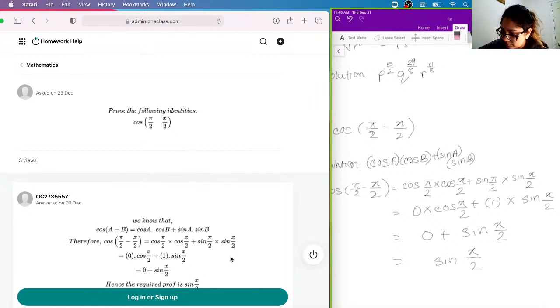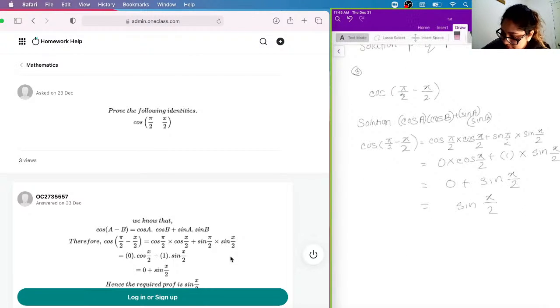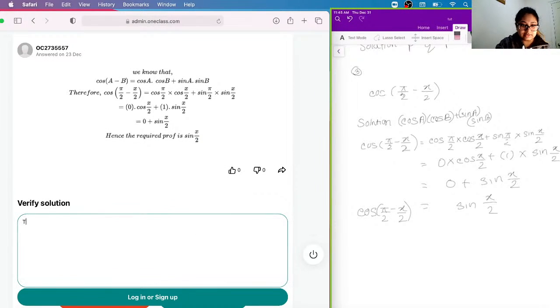And so our closing statement would be that cos of pi over 2 minus x over 2 is equal to sine of x over 2. Okay, so this is it.